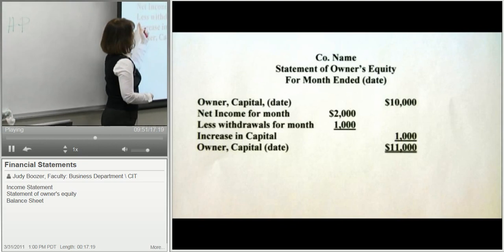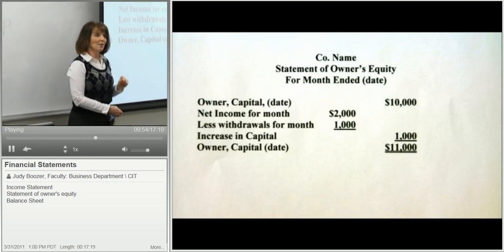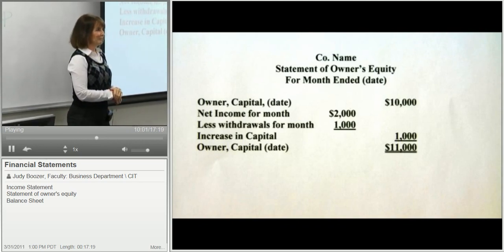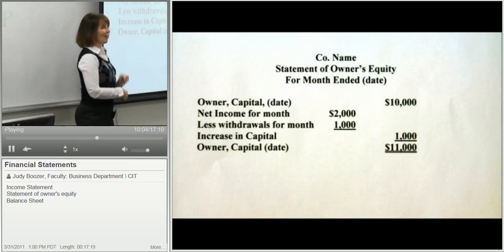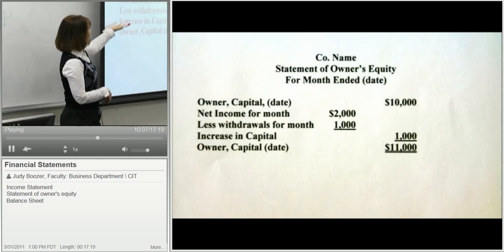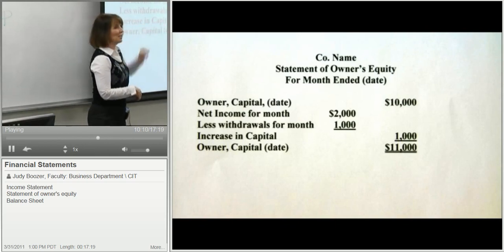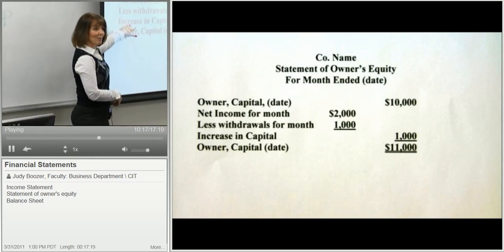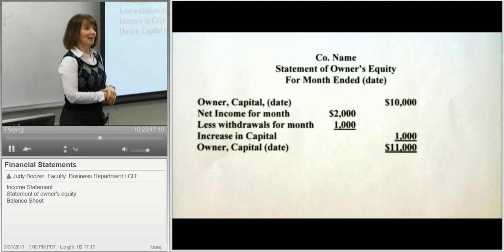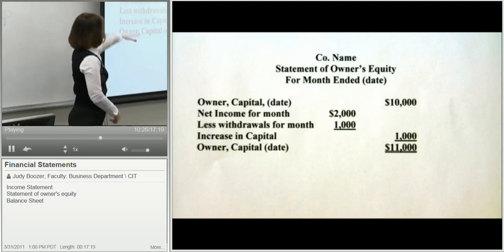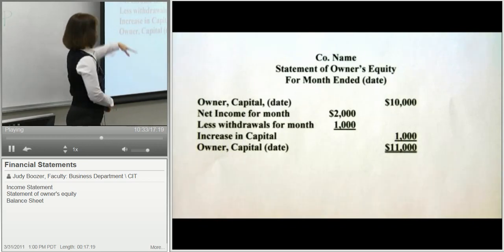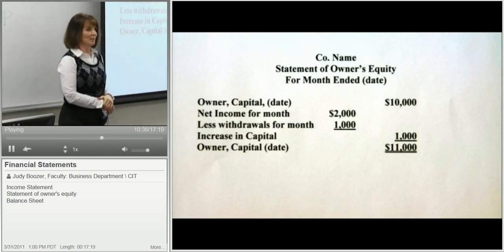From that net income, you're going to subtract any withdrawals that the owner made during that month. What if there aren't any? You don't put anything here, just leave this line off. But if there are any, you put that down and then you subtract it from your income to get either an increase in capital or a decrease. If they withdraw more than you make, obviously your capital is going down. But this happens to be 2,000 minus 1,000 is 1,000. So capital is going to go up by 1,000.